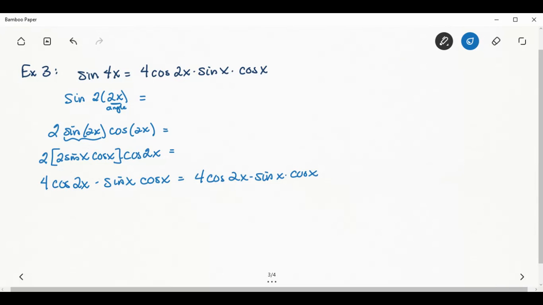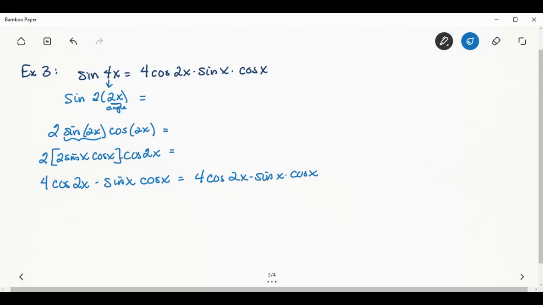So a slightly different step in this one for transitioning the sine of 4x. It is twice the angle of 2x. So we're expanding out sine of 2x, and then within that, expanding out sine of 2x again.